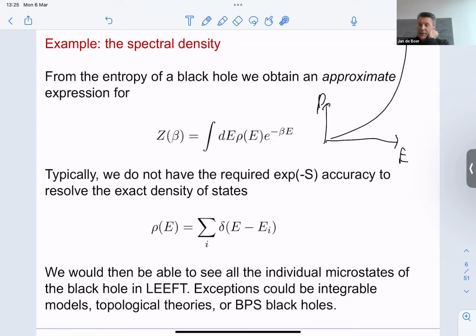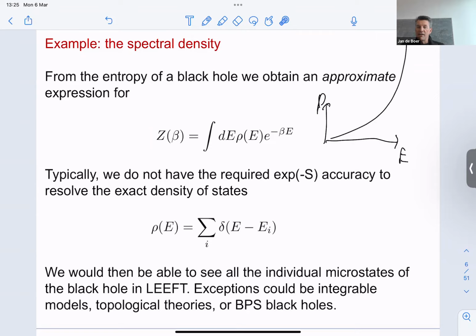The exact density of states in AdS/CFT is supposed to be a sum of delta functions like so, because there's discrete energy levels and therefore the density of states is that. But this is not something that you ever see directly in a gravitational computation, because this would mean that you could read off the exact spectrum of the theory.